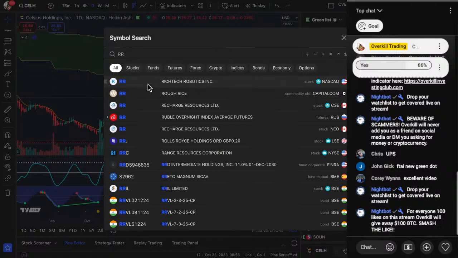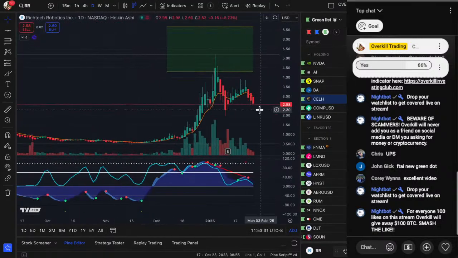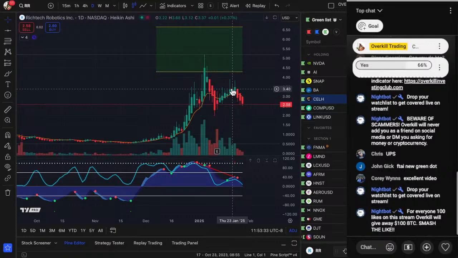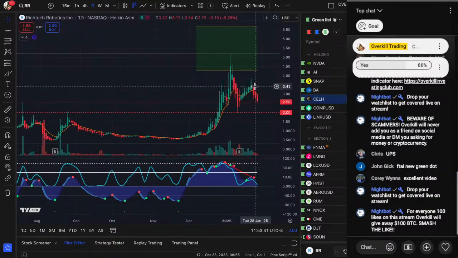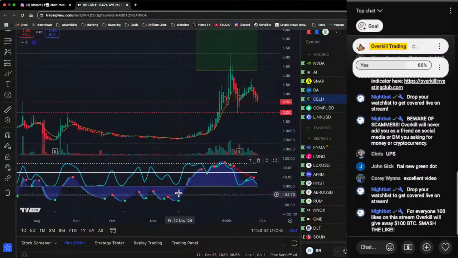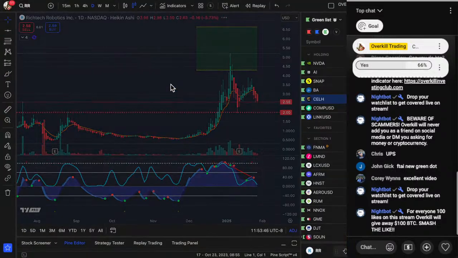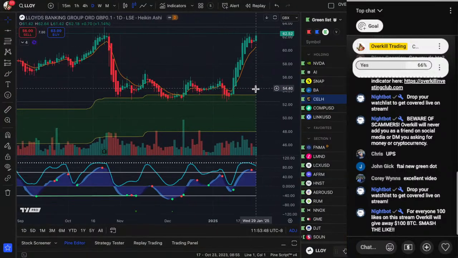We got RR. Robotics. That's an ugly rejection there off of 250. So yeah, I'd look to probably enter that one closer to $2. You just want to wait on that green dot confirmation. LLOY. Okay, again, big extension off the gold zone. Good place to be taking some off.